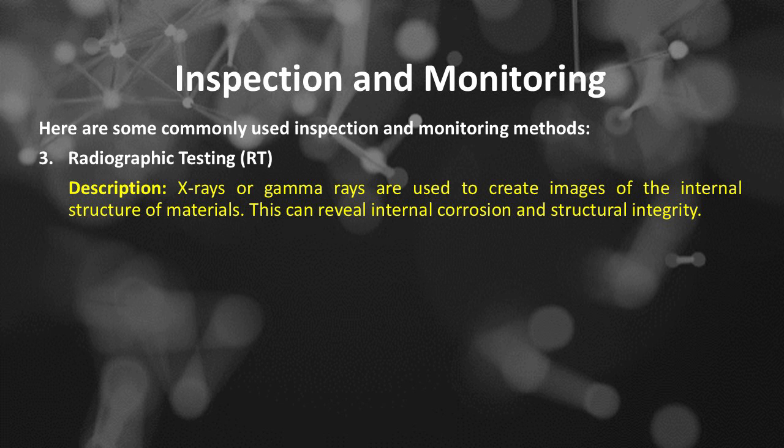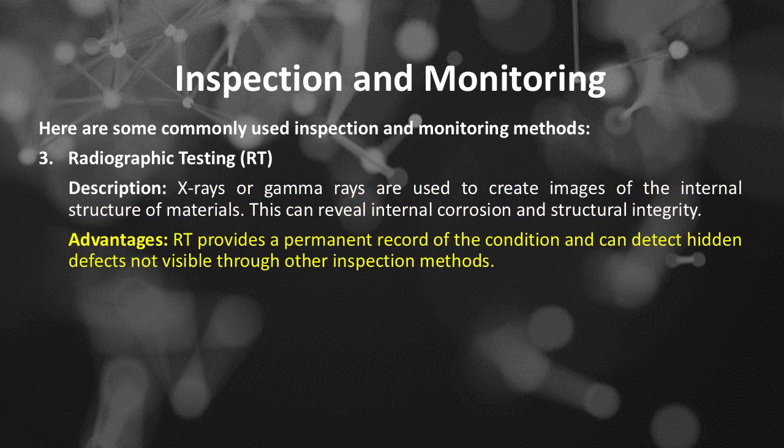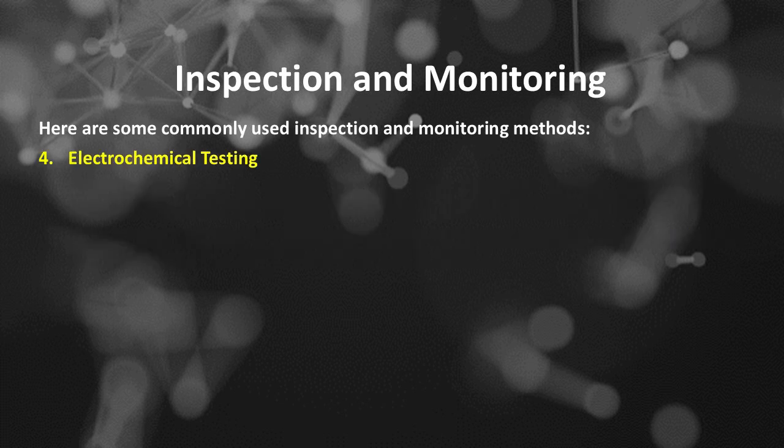Number 3 is radiographic testing, or RT. Radiographic testing description. X-rays or gamma rays are used to create images of the internal structure of materials. This can reveal internal corrosion and structural integrity. Radiographic testing advantages. RT provides a permanent record of the condition and can detect hidden defects not visible through other inspection methods.